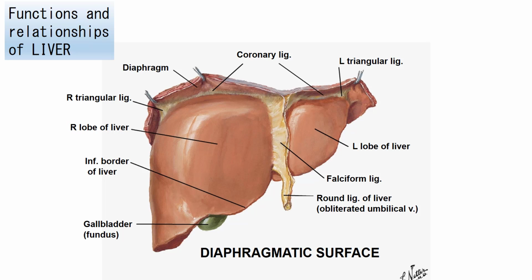The relations of the liver are as follows. You probably know that the liver lives mainly in the right upper quadrant. It has two surfaces which are separated by a sharp inferior border. The fundus of the gallbladder projects below the inferior border, down here.